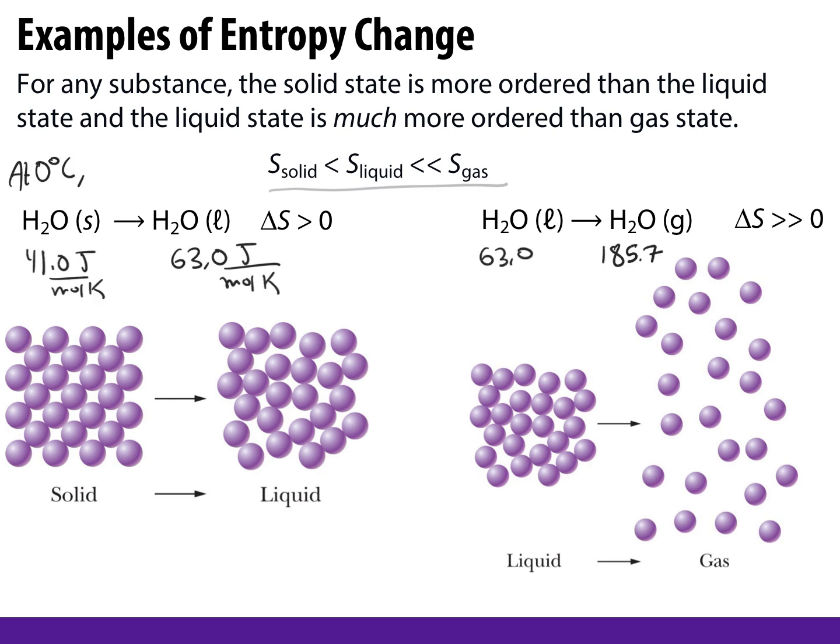To put some numbers to that, solid ice at 0 Celsius has an entropy of 41 joules per mole Kelvin. The liquid has significantly more at 63, but the gaseous form of water vapor at those same conditions has an entropy of 185.7 joules per mole Kelvin, so much, much, much higher in comparison to both the solid and the liquid.